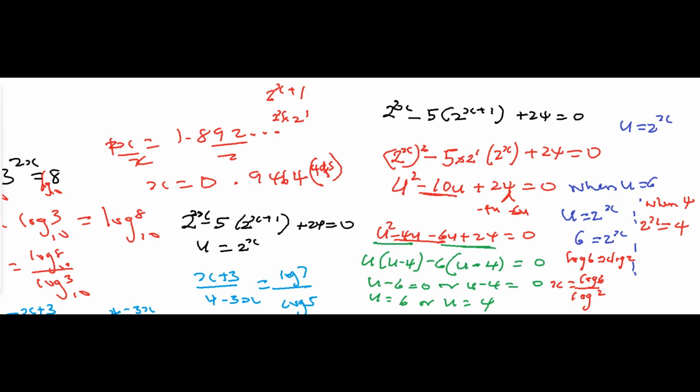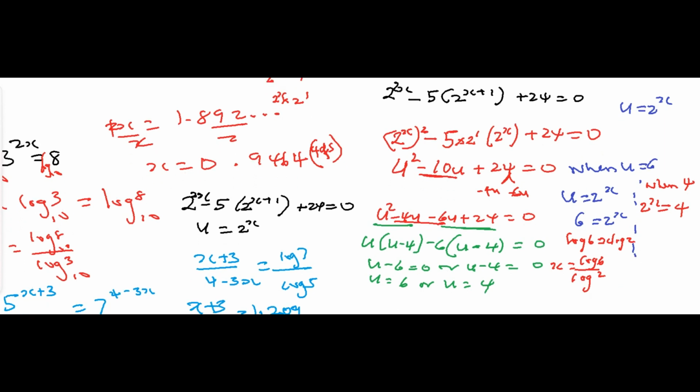So let me quickly find that. Just type it straight on your calculator. You can easily do log 6 divided by log 2. And that gives me 2.58. So my x is 2.58. That is 2 dp.